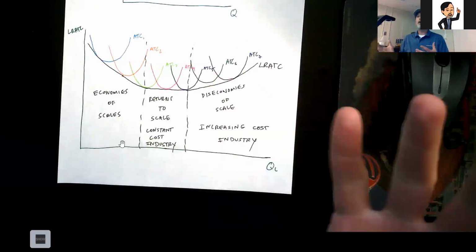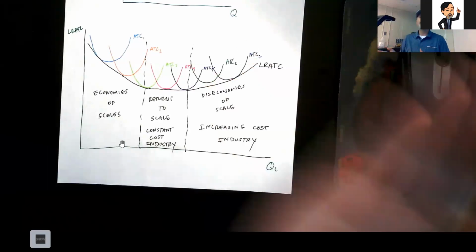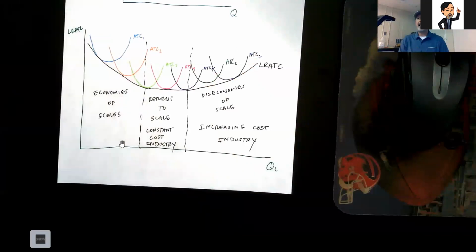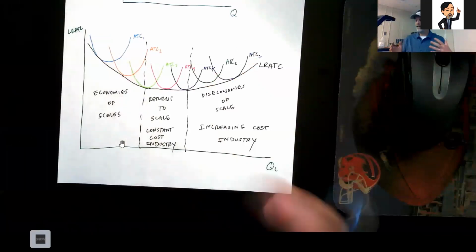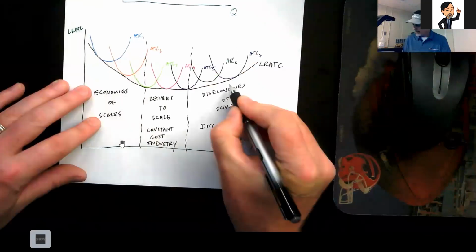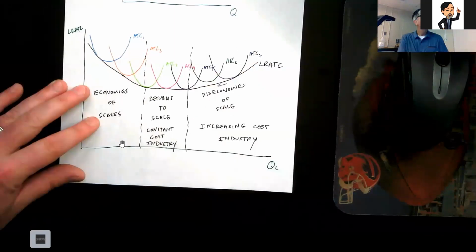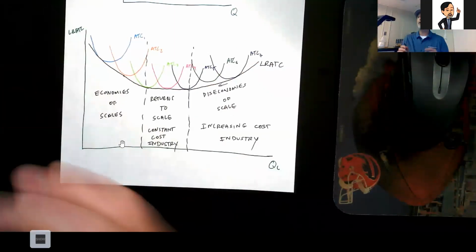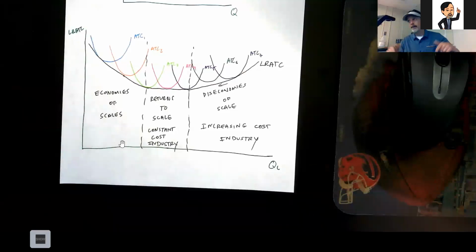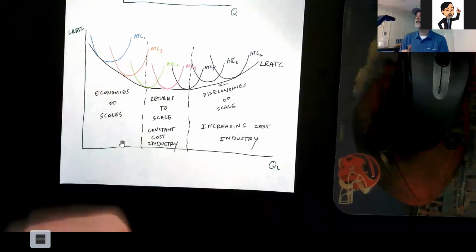Hey, there are profits in this industry. More firms enter the marketplace. Each individual firm produces less. If they're in an increasing cost industry and they're now producing less output, it means they're going this way and their average total cost will, anybody? Drop. Okay, good.